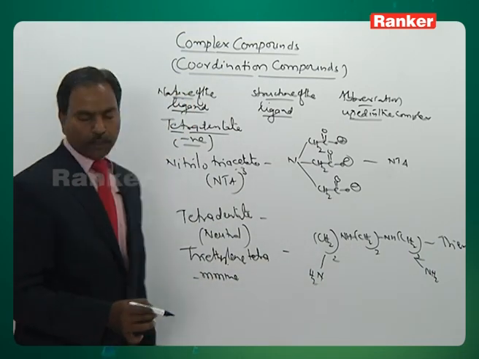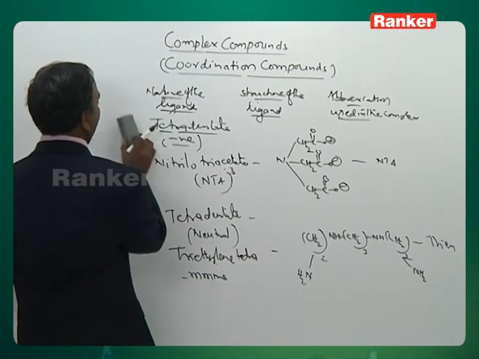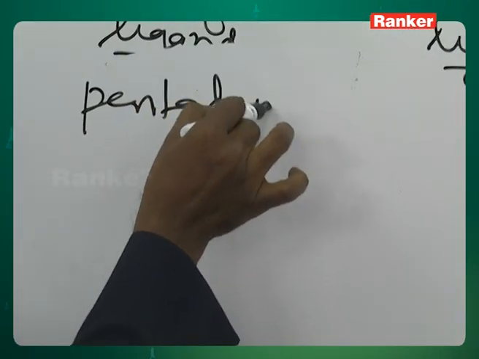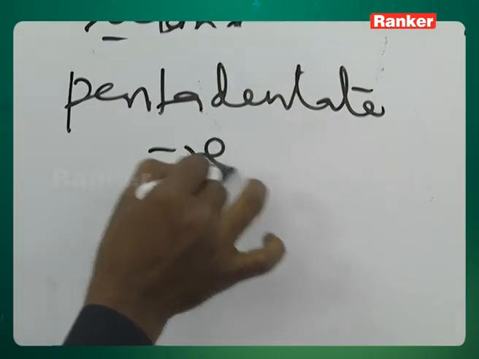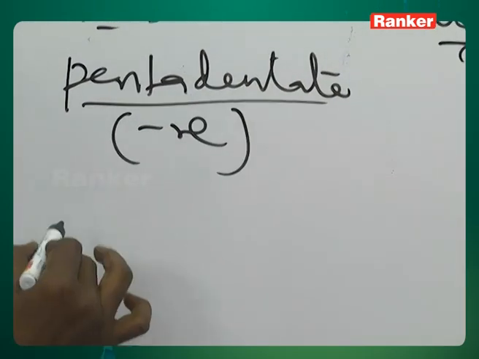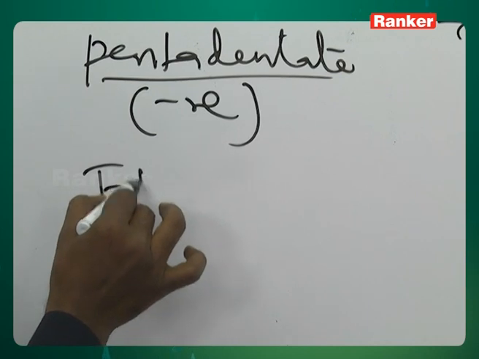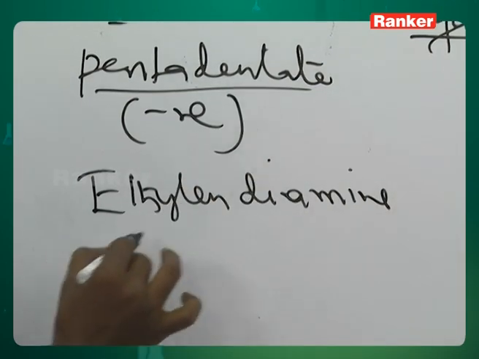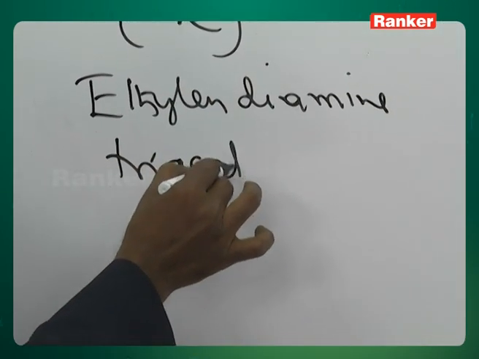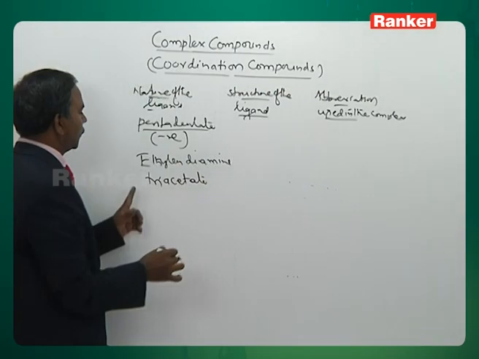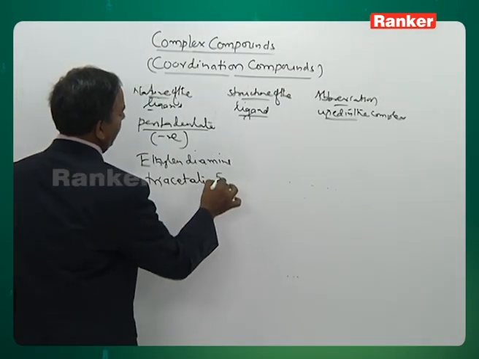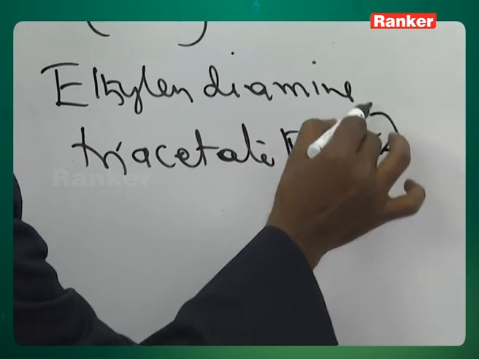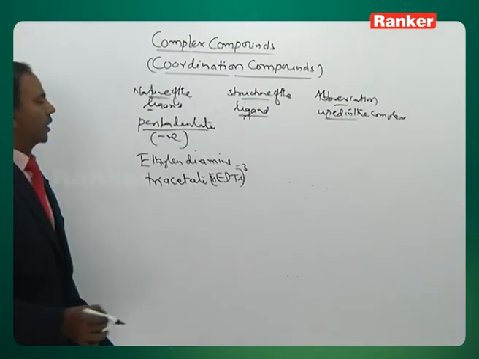Next, the pentadentate negative ligand. It is ethylene diamine triacetate, represented as HEDTA with a -3 charge.